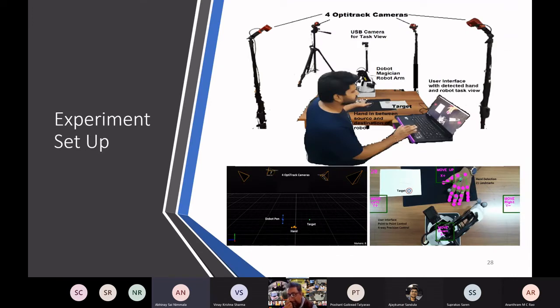And then we undertook an experiment with actual users. We used OptiTrack camera systems for accurately tracking the hand movement and also for tracking the robot movements.